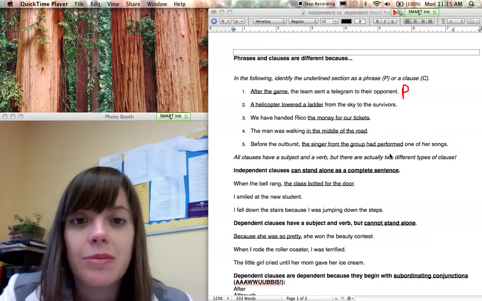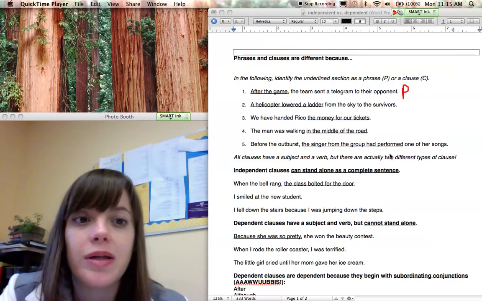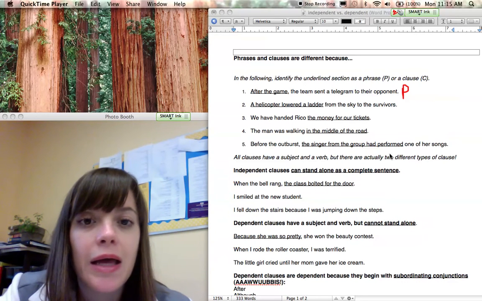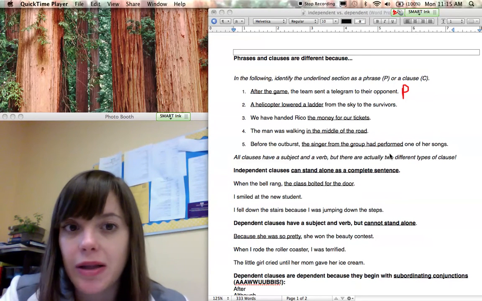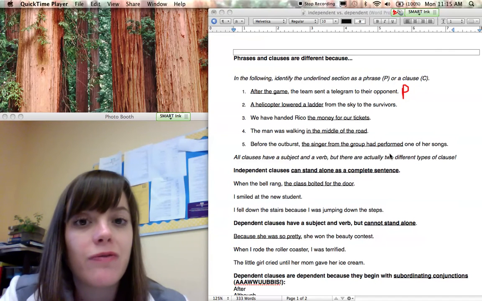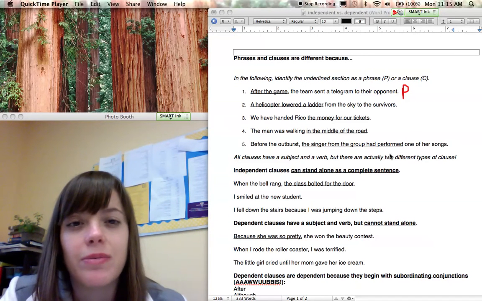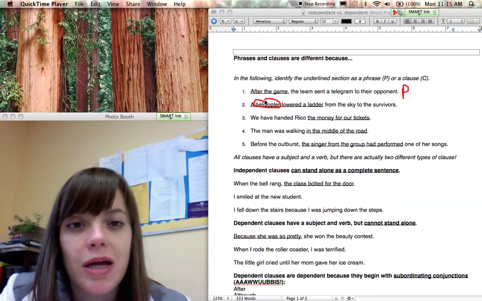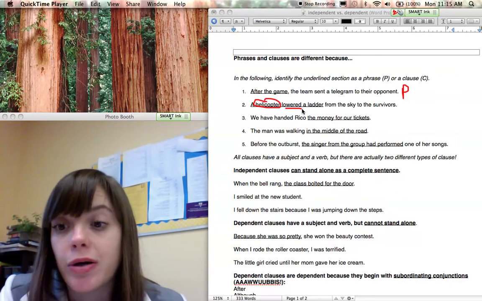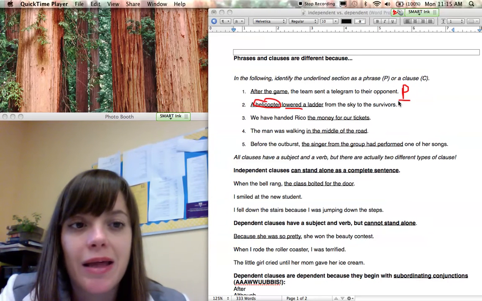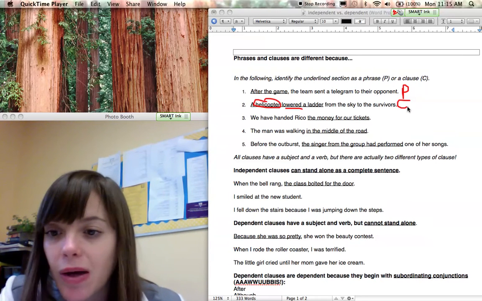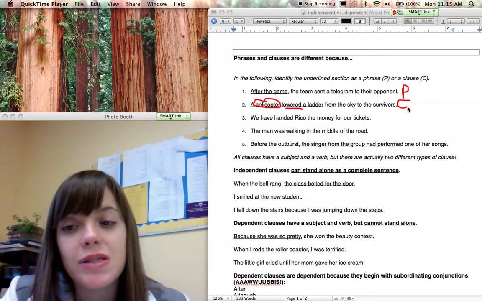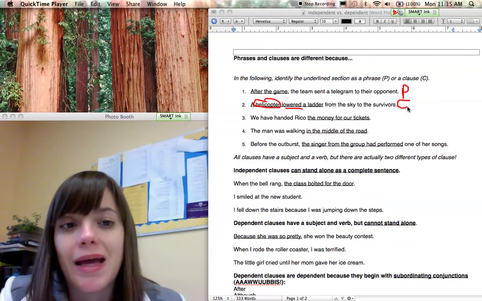All right, let's look at number 2. A helicopter lowered a ladder from the sky to the survivors. My underlined section is "a helicopter lowered a ladder." I'm looking for whether or not I have a subject and a verb there. I have a helicopter, my subject, and I have what it's doing: it lowered. So that's going to have to be a clause. Now really quickly, I want everyone to do the same thing for 3 through 5. Just identify whether each one of those is a phrase or a clause, and then we'll come back and check.